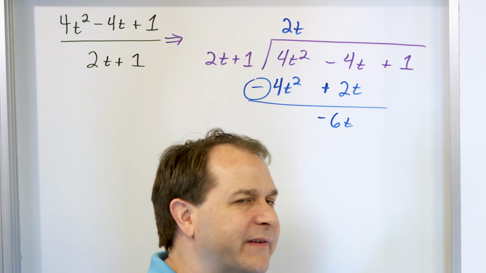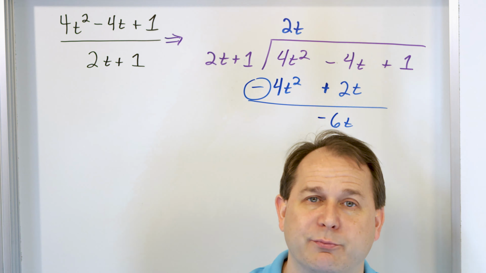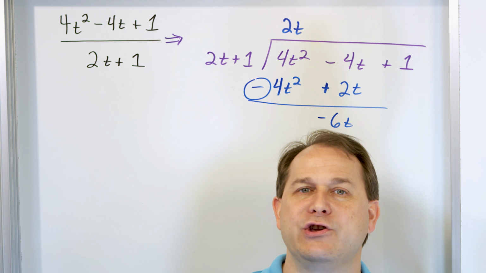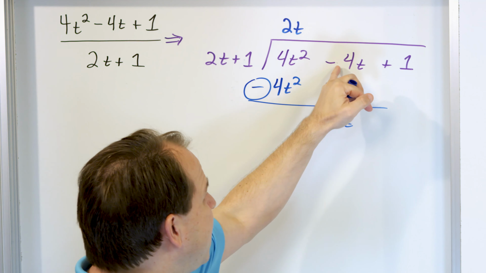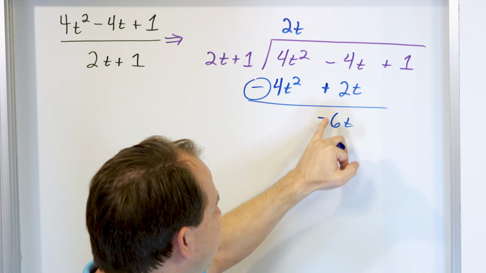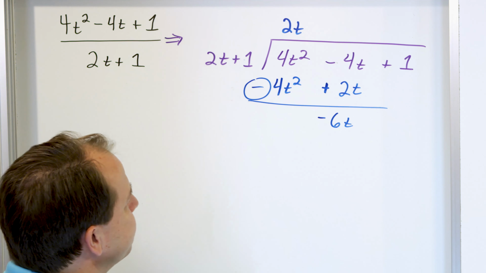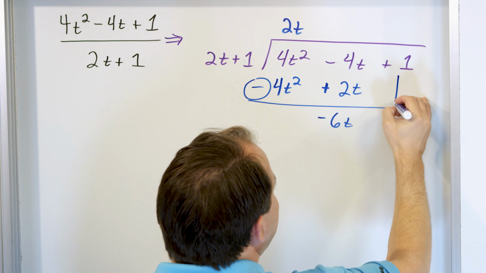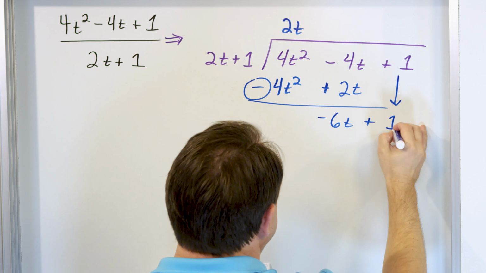One of the biggest problems in polynomial long division is when you're doing the subtraction, you're not careful, and you have to make sure that it's the first thing minus the second thing. So it's a negative 6t. You're not adding these things together. Once you've done the subtraction, you drag the next digit down, which is a positive 1.